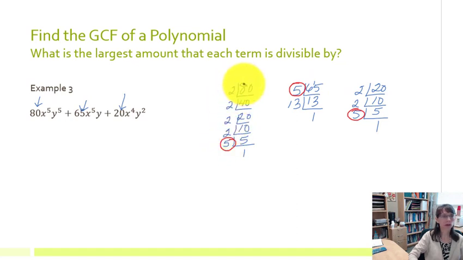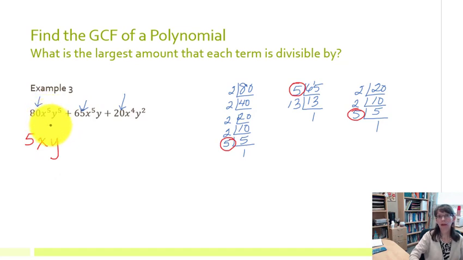Now I see a lot of 2's. There's some 2 involved with 80, but there's no factor of 2 for 65. So we can't use 2. 13 is not in common for all three. So the only common numerical factor will be 5. So I'm going to start with 5. Now I'm going to look at all of the variables. We have x and y in the first term, x and y in the second term, x and y in the third term. So we know that all terms have x and all terms have y. So I'll start with x and y.